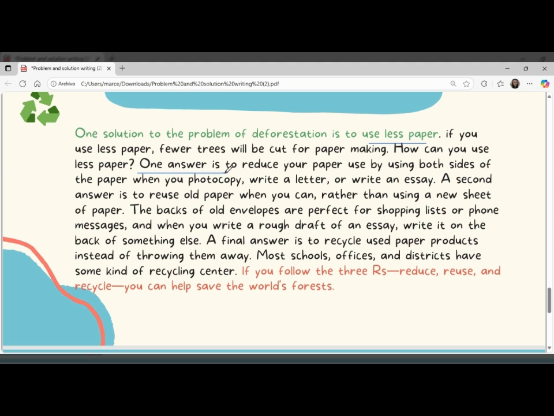One answer is to reduce your paper use by using both sides of the paper when you photocopy, write a letter, or write an essay. In this case, I'm presenting one solution to deforestation, and it is related to using less paper. A second answer is to reuse all paper when you can, rather than using a new sheet of paper. Here, I'm giving you a second solution, and then I explain how you're going to do this.